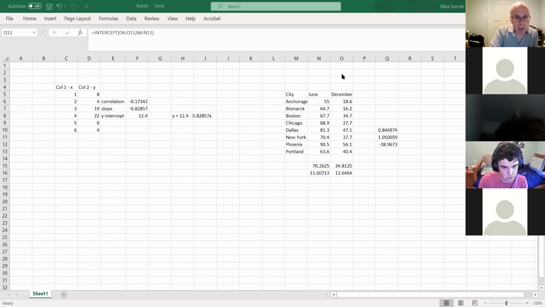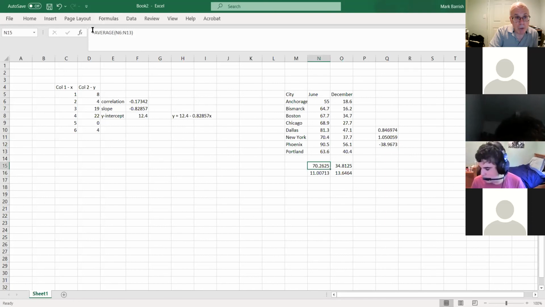Actually, let's look at this Anchorage. I think we went over this in class here. This was the temperature in June and December for 8 cities in the United States. Right? And what if I wanted to find, for example, the average temperature or the mean temperature for June? Well, I would just go down maybe to the cell here, put an equal sign, and then the Excel function average.